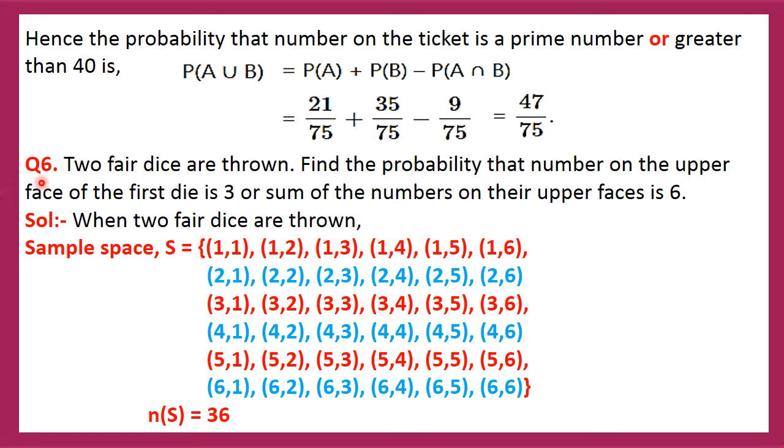Question number 6. 2 fair dice are thrown. Find the probability that the number on the upper face of the first die is 3 or the sum of the numbers on their upper faces is 6.